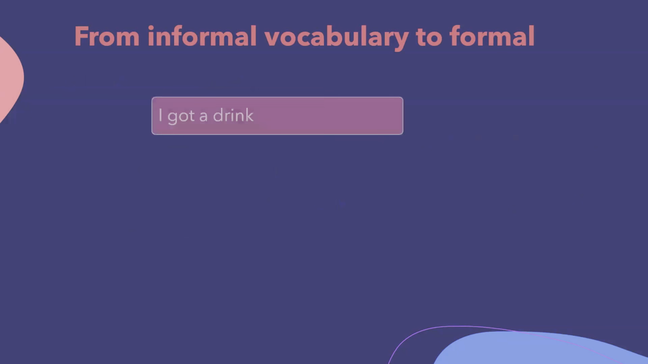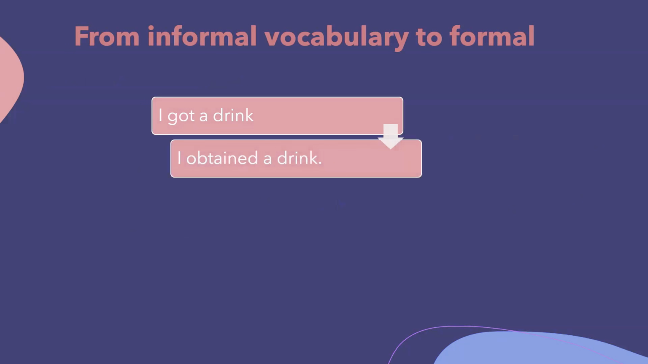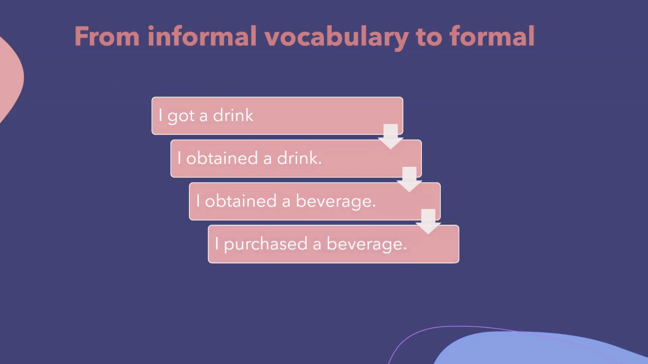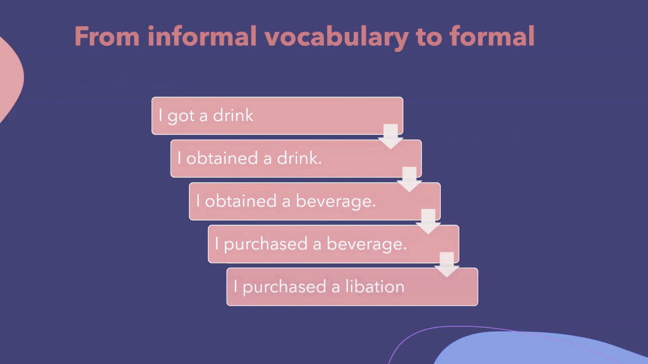We started with I got a drink, and then we could move to I obtained a drink. I obtained a beverage, slightly different. I purchased a beverage, so it means you bought it this time. Or I purchased a libation, which is slightly different again, but that now has 4 words, just like the beginning, but the words are much more formal.